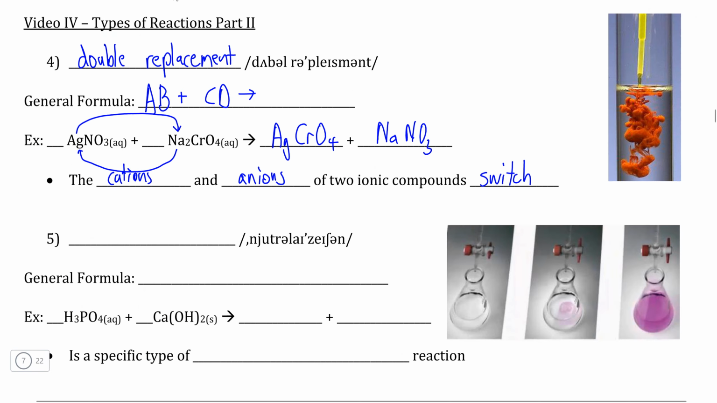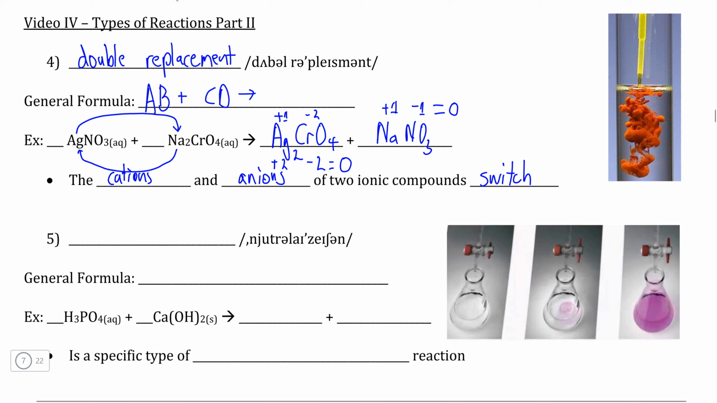So if we just double check our charges, we can see that silver and chromate's charges do not balance out, but we can fix this by adding 2 silver, because +1 times 2 is +2, and +2 minus the -2 charge of chromate, +2 minus 2 is 0. However, with sodium and nitrate, we can see that their charges are canceling out directly, because +1 minus 1 is 0, and so we have our double displacement reaction.